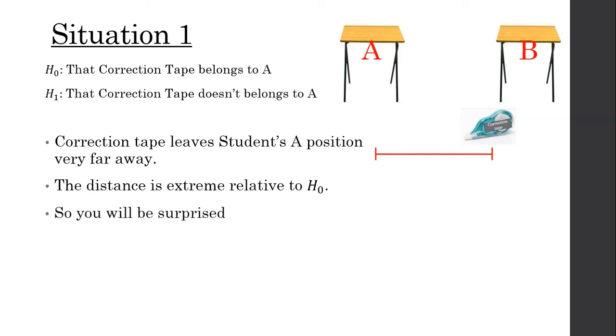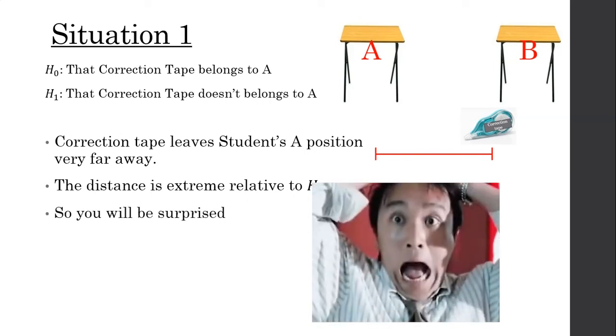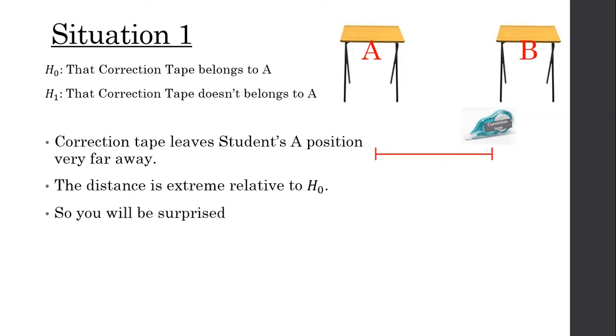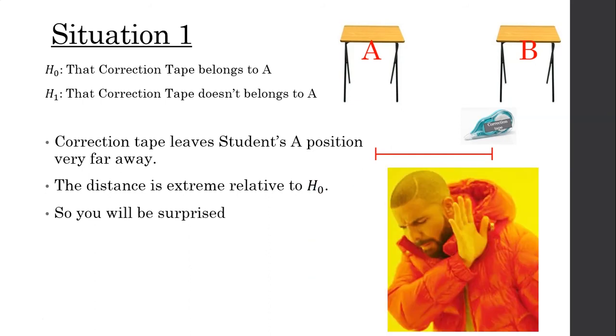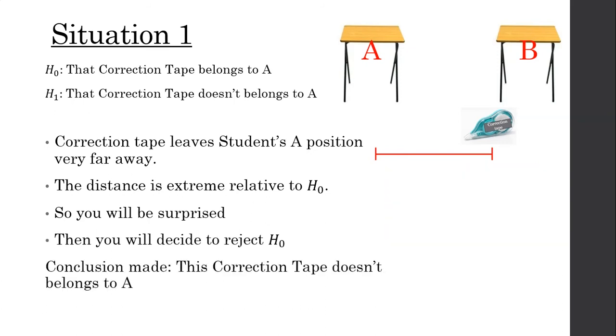So you will be surprised. Huh? If I say this correction tape belongs to A, really? Will that be? Then you will decide to reject H0 and conclude that the correction tape does not belong to A. Does that really mean that this correction tape doesn't belong to student A? The answer is, don't know, because we will never know what the truth is.